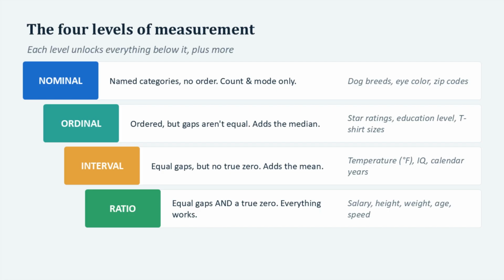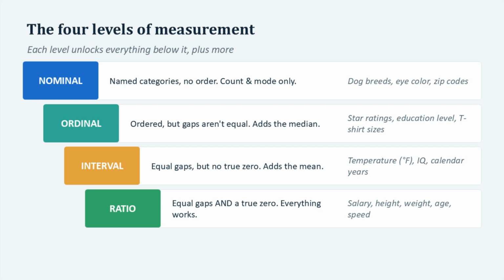With nominal data, all we can really do is count how many observations fall into each category and find the most common category. There is no ranking. A golden retriever isn't higher or lower than a poodle. They're just different categories. Now step up to ordinal.